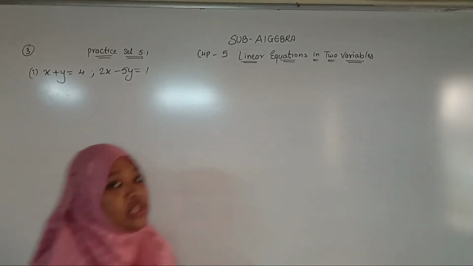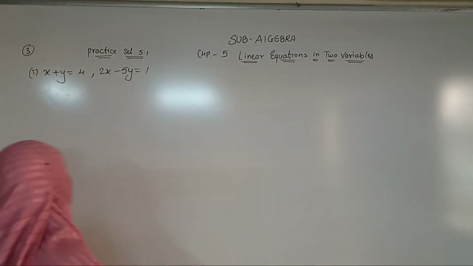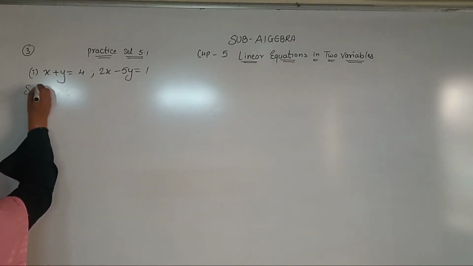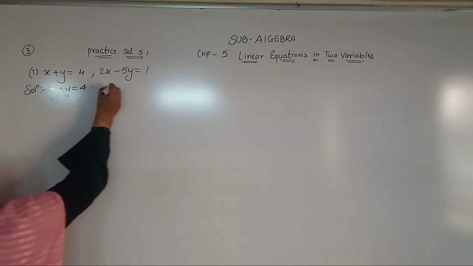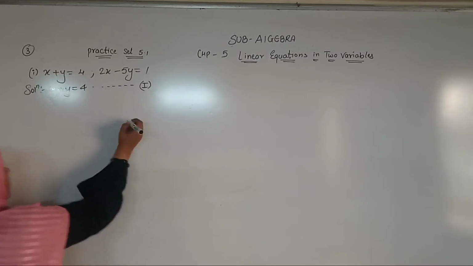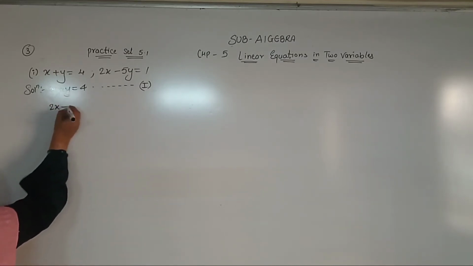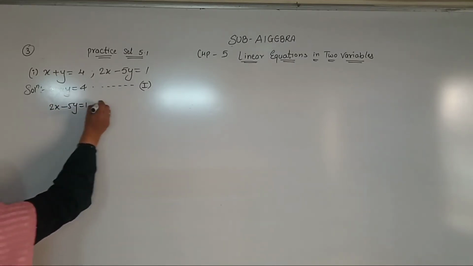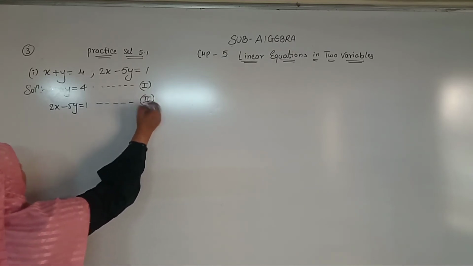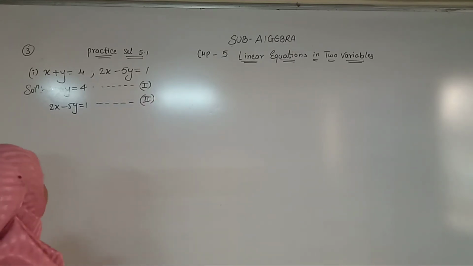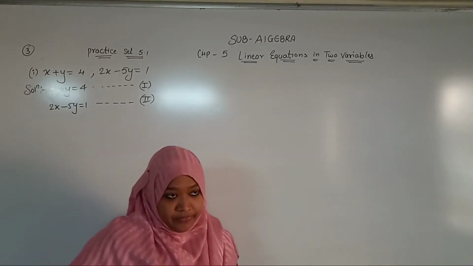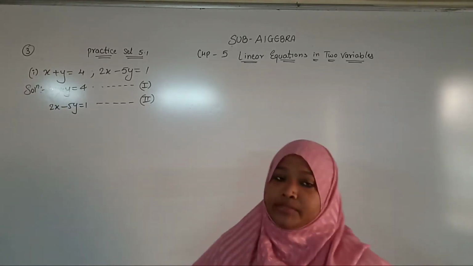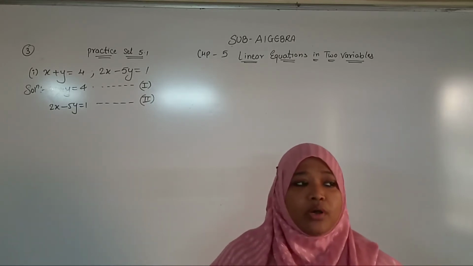Now I have two equations, so I should write the equation numbers also. So write solution. Okay. x plus y equals to 4 as my equation number 1. Then 2x minus 5y equals to 1 as equation number 2. I have put the equations. Now student, you are going to check which variable should be made equal. Okay, so easily we can operate on this.